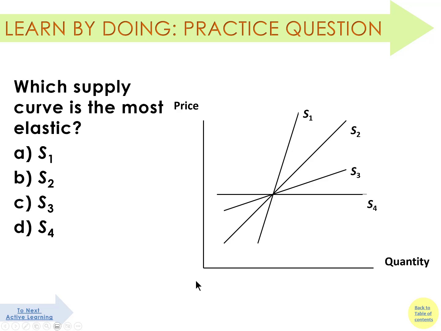So here's a quick question. I will read it. You can pause it and run the problem if you like, and then I'll share the answer. Which supply curve is the most elastic? S1, which is the steepest, S2, slightly less steep, S3, a little bit flatter, S4, almost totally flat. And the answer is the flat supply curve is the most elastic.